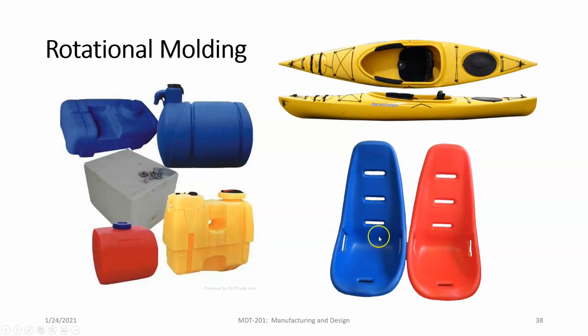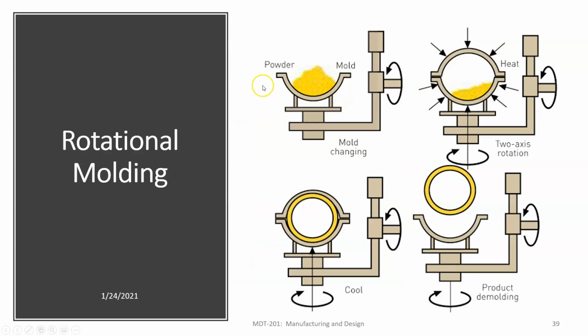Same for these chairs. These chairs are not solid. If you've ever used these, you know that if you cut them open, they're going to be hollow on the inside. So these are created with a process called rotational molding. With rotational molding, basically we have our mold halves. This is one half of the mold, and then we cover it with the other part.